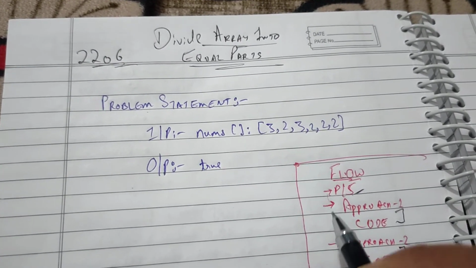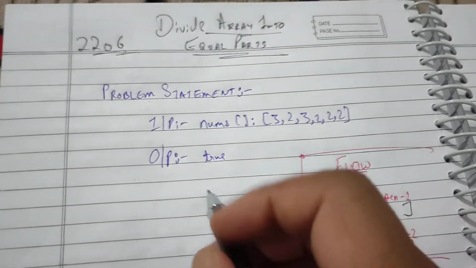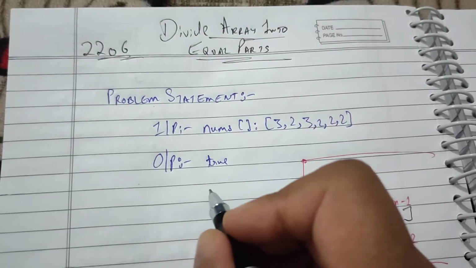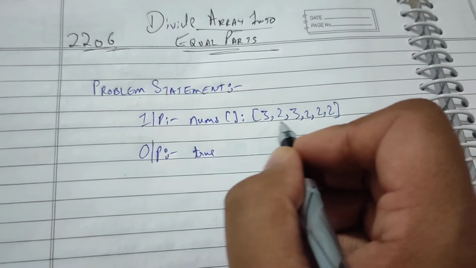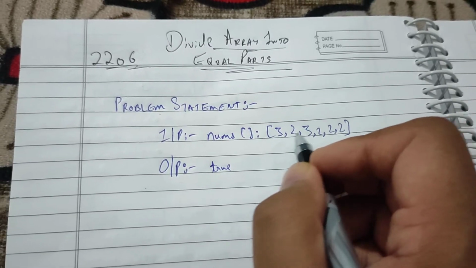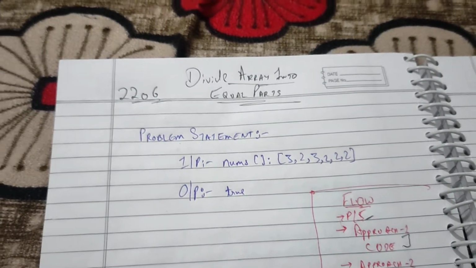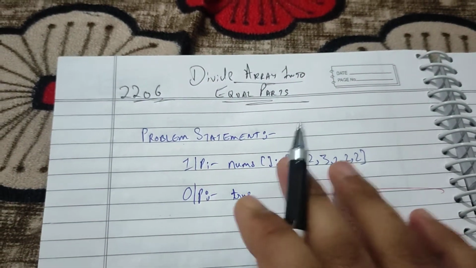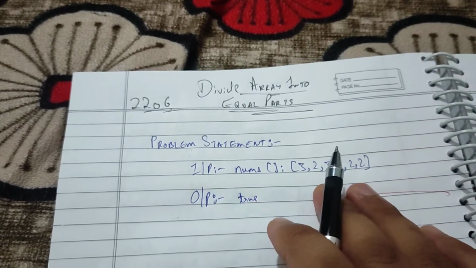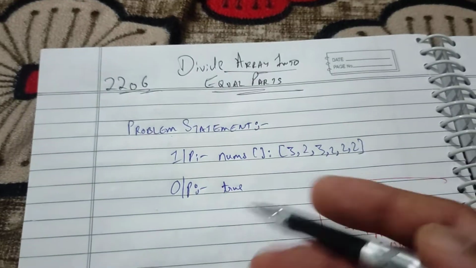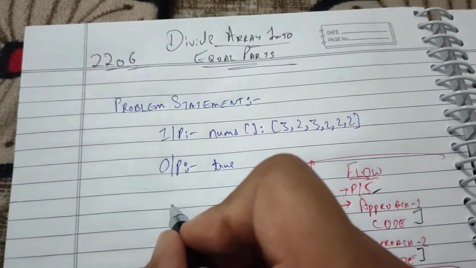So what will be the problem statement first of all? The problem statement is saying we are given an array, and we have to divide it into equal parts. This array will only be of even length. So that's the problem statement they have mentioned. It cannot be odd.